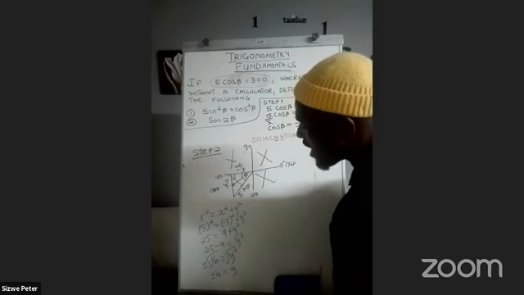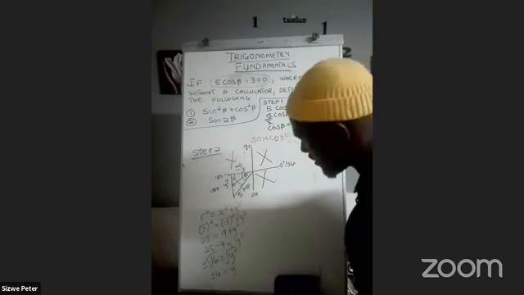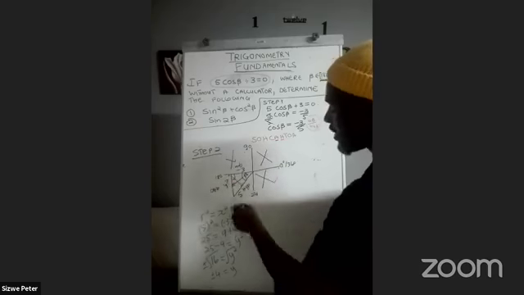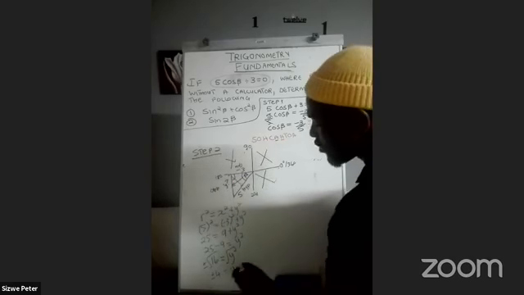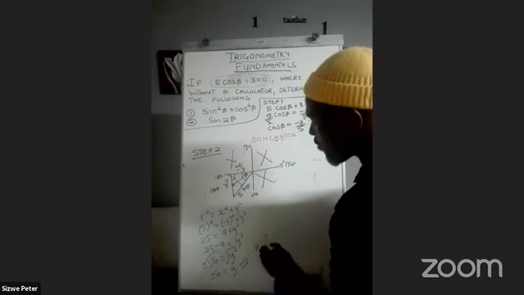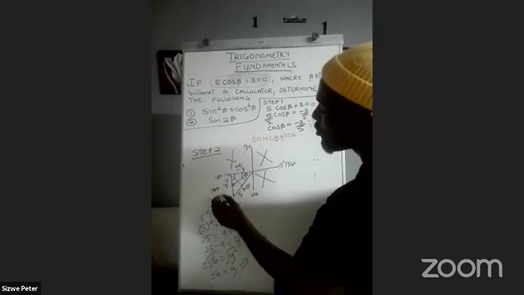So what is my y? Is this y positive or negative? Negative. Everything below the x-axis, the y's are negative. So y is equal to minus 4. So you know this is minus 4 now.